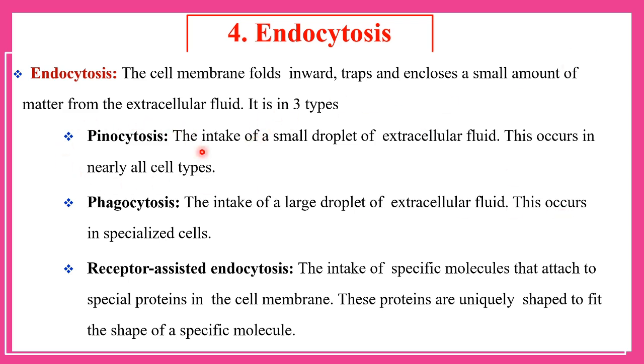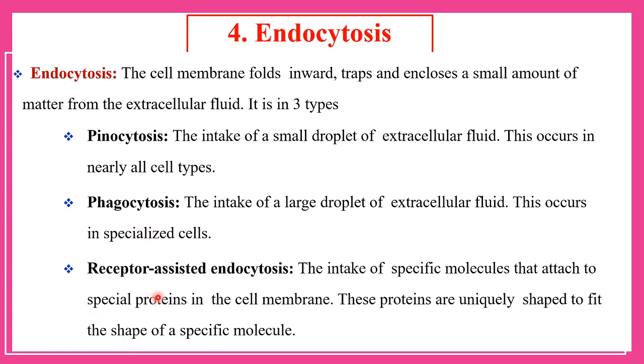The first one is pinocytosis. The intake of small droplets of liquid substances is called pinocytosis. It occurs in all types of cells. The second one is phagocytosis. The intake of large droplets or solid substances into the cell is called phagocytosis. It happens in specialized cells like neutrophils.